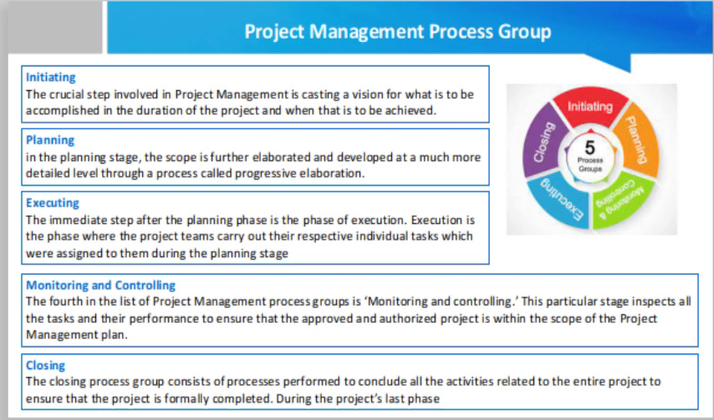Planning. The second phase of the process groups is planning. Some project managers are of the opinion that the scope is accomplished to its fullest in the initiation stage, but on the contrary, in the planning stage, the scope is further elaborated and developed at a much more detailed level through a process called progressive elaboration.